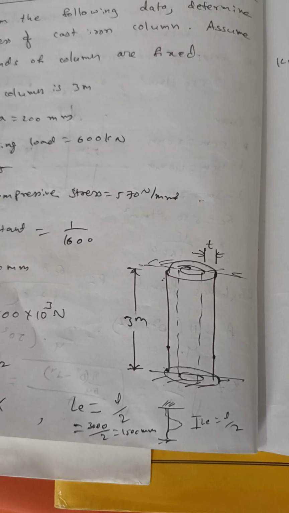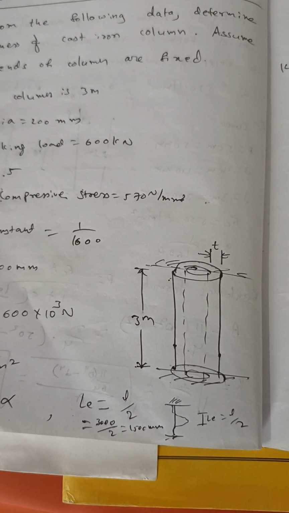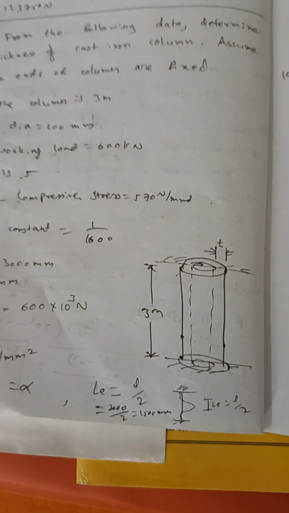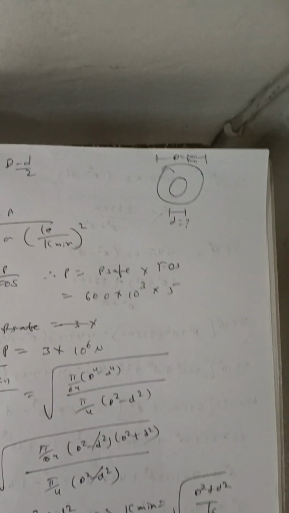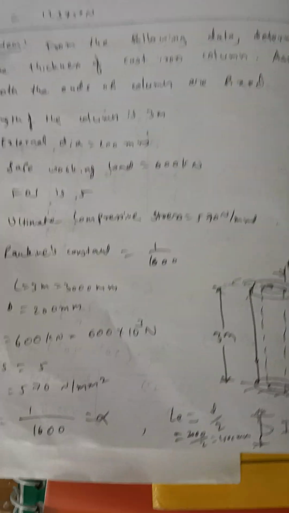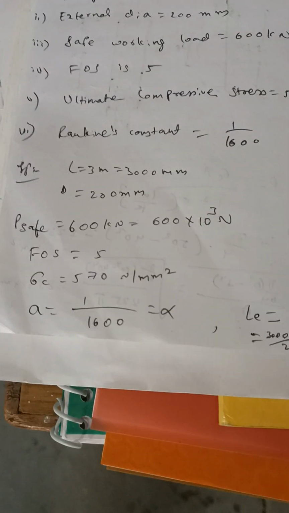We can write capital D minus 2 times T is equal to small d, right? So from here we can write T is equal to (capital D minus small d) divided by 2. Here the safe load is given as 600 kilonewton, which is equal to 600 into 10 cube Newton. So all these are given data.